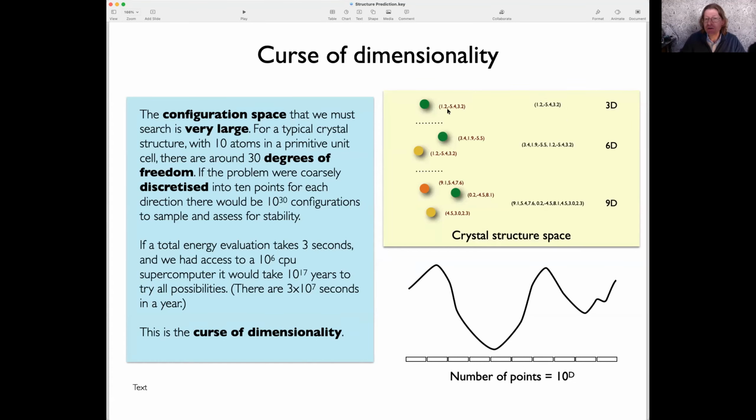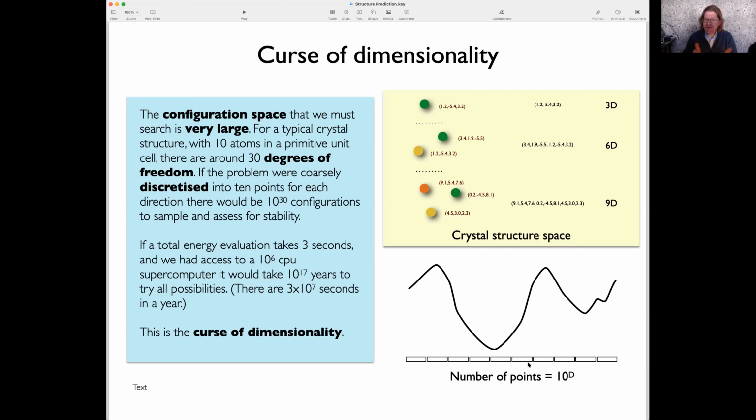If you have a single atom located in 3D, you just need 3 numbers to locate it in space. If you have 2 atoms in 3D, you've got 3 numbers for each of the 2 atoms, which you can concatenate together to get 6 numbers. And so these 2 particles together live in 6 dimensions. And then these 3 particles live in 9 dimensions.